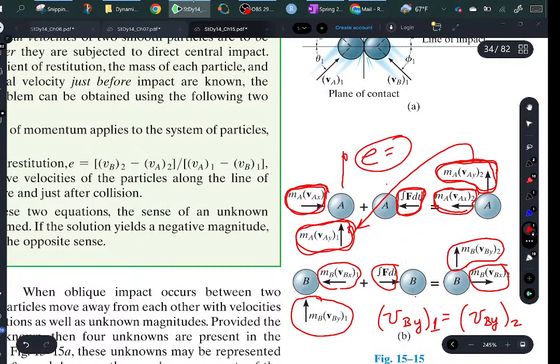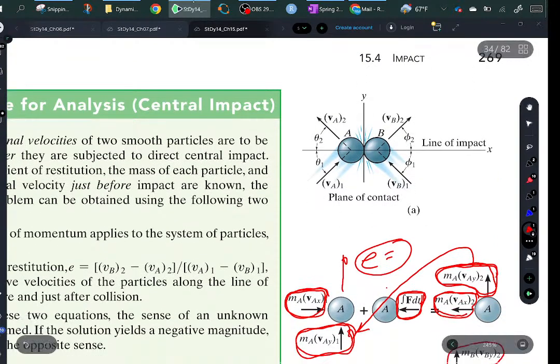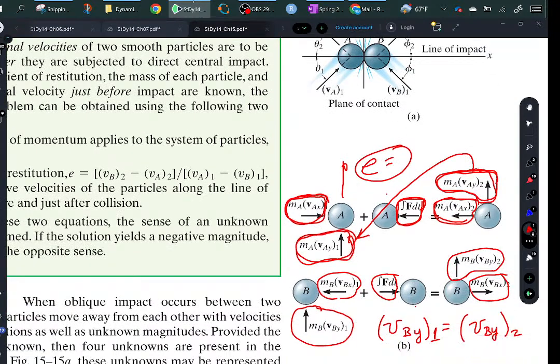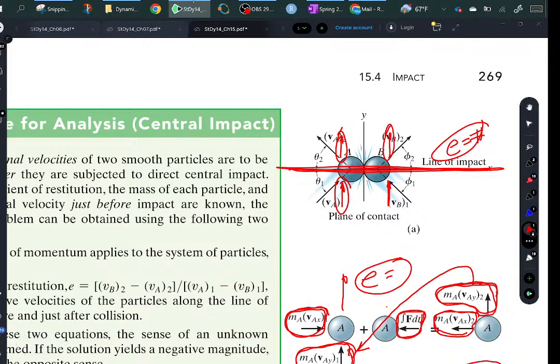So in your oblique impacts, something like this, where you're playing pool, you have an equation along this line in which you use momentum and you use e equal to a certain number. Along here, this is the same as this. Your velocity is the same as that one. And with that, I think I'll call it good for today.